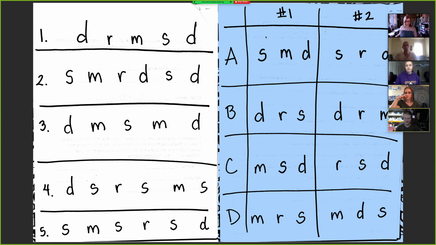Letter C. Vote. It is 2. Re, so, do. Sing. That's right. Okay, and how is 2, again, different than 1?